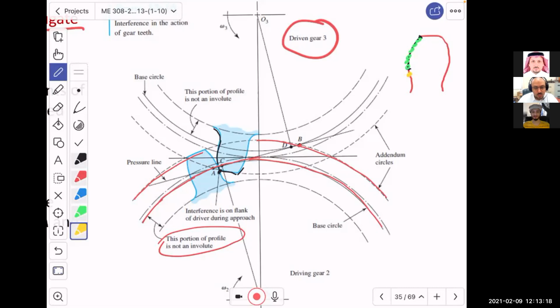Now, what are the consequences? At that tiny little instant, it may come and go quickly, but when we are not in the involute, it means there is no conjugate action. It means there is no guarantee that the ratio of the angular velocity is going to be constant, and everything is ruined. So this is really a serious matter. We don't want this to happen.